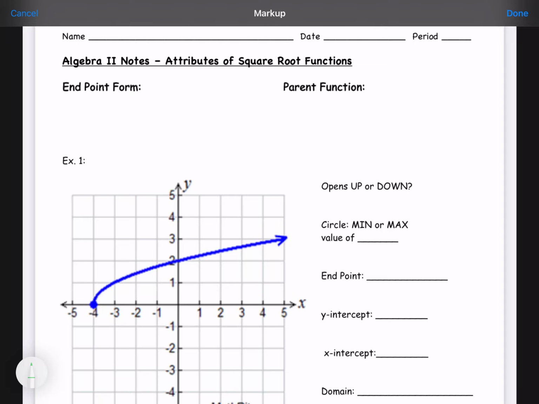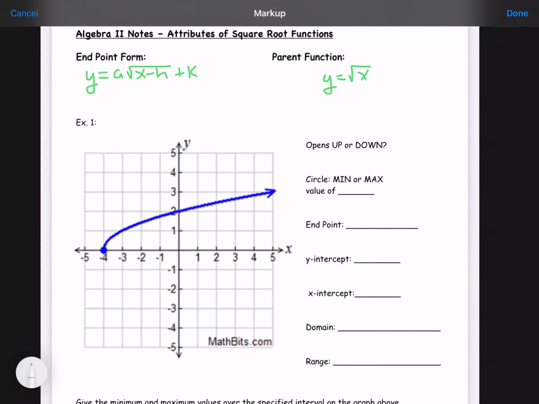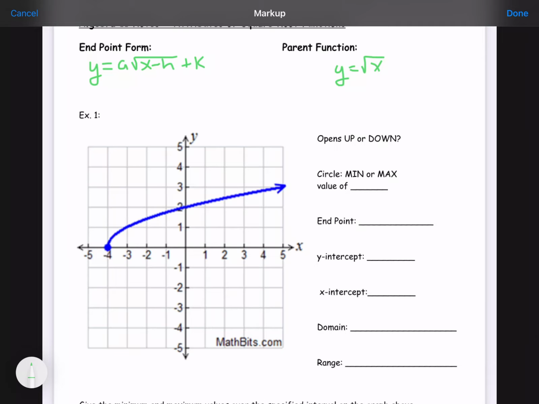All right, so today we are doing attributes of square root functions, and we're just kind of building on what we did the other day when we were using the endpoint form for radicals. So if you remember, our endpoint form is y equals a times the square root of x minus h plus k. And so then our parent function is just y equals the square root of x.